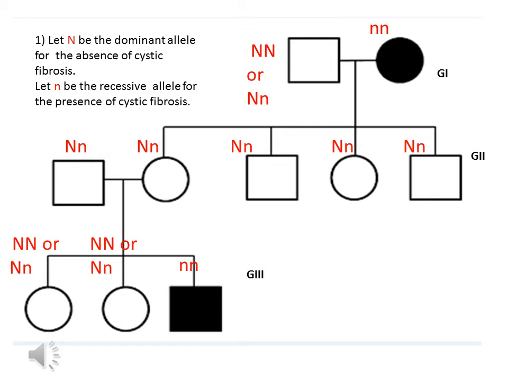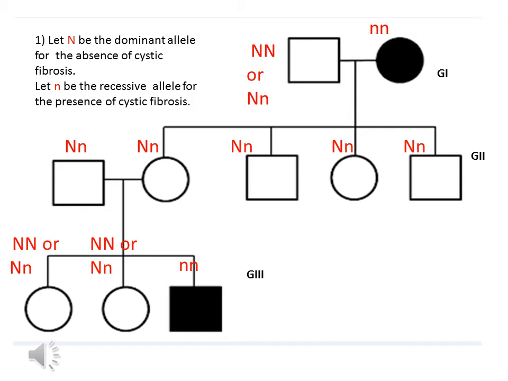The mother has cystic fibrosis in generation number 1. Then she will be small n, small n. What about the father? The father does not have the disease, so he will be big N for the absence of cystic fibrosis. Now let's take a minute and think about the second allele or letter for the father. He can be either homozygous with big N or heterozygous with big N, small n.